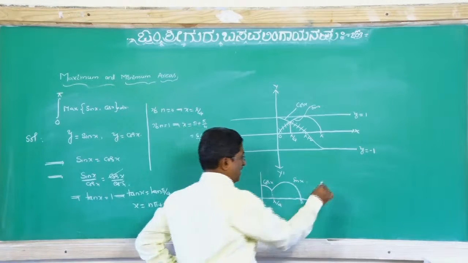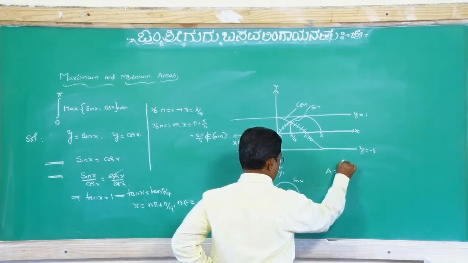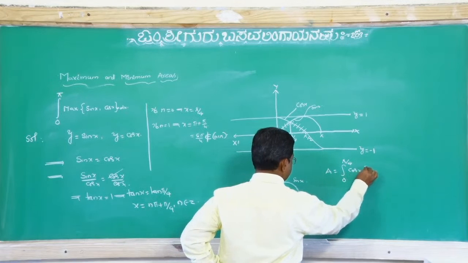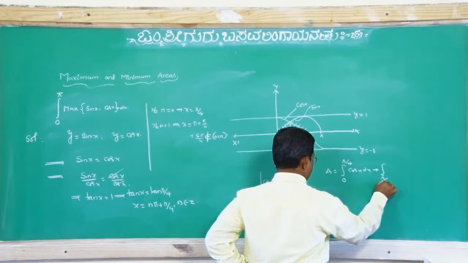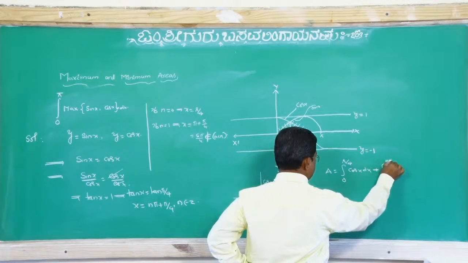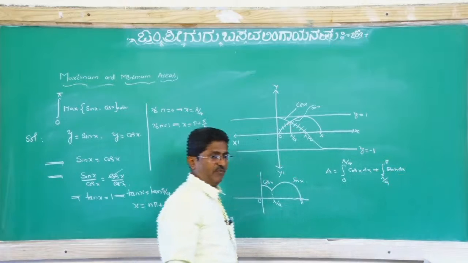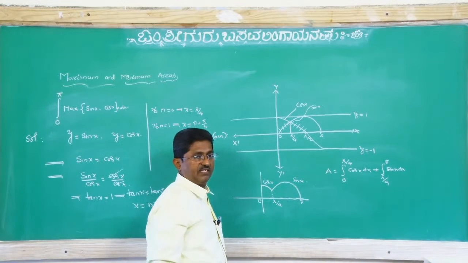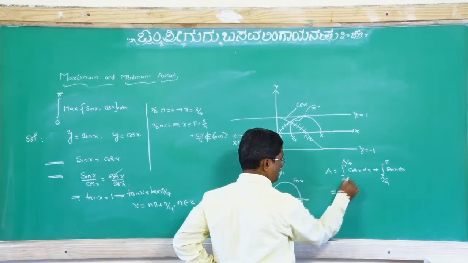Hence, the required area is equal to the integral from 0 to pi by 4 of cos x dx, plus the integral from pi by 4 to pi of sin x dx. Just integrate, in a very simple manner we can solve the problem.